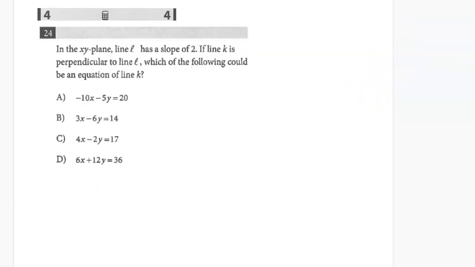Number 24, in the xy plane, line L has a slope of 2. K is perpendicular to L. Which of the following could be an equation of K? All right, just a couple quick facts here. A slope of 2 means that a line goes up 2 units over 1. Up 2 units over 1. So this line right here, going up 2 over 1, has a slope of 2. We're going to call it line L. Now, if I want to be perpendicular, that's the first word you need to understand. That means 90 degrees.